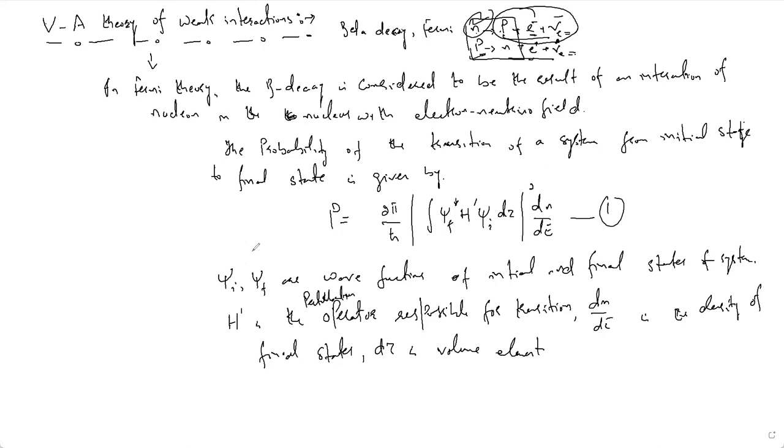So this process is what we call a beta decay. This process was given by Fermi, so it was named after his name. So we call this the Fermi theory. Now, what is actually happening here? The probability for the transition of this system from the initial to the final state is given by this particular equation.